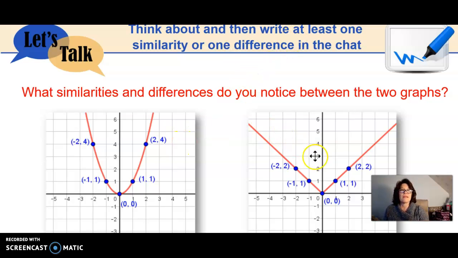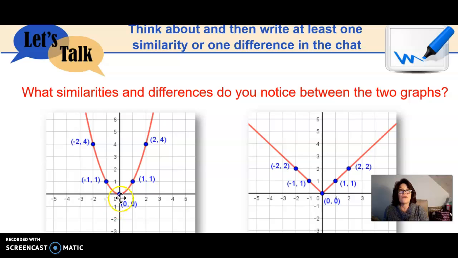I had them talk about similarities and differences. Looking at the two graphs, the similarities are that they both have a vertex. This is y equals x squared. Everything's positive, just like y equals absolute value of x. Everything is positive except here at 0, 0.